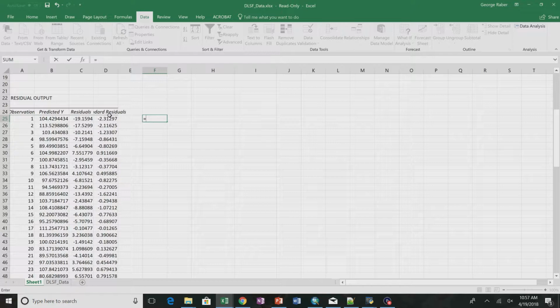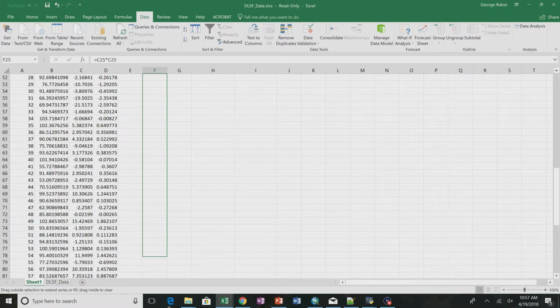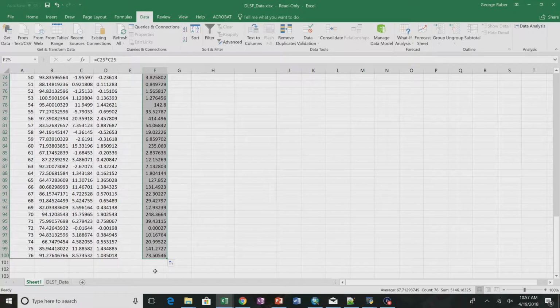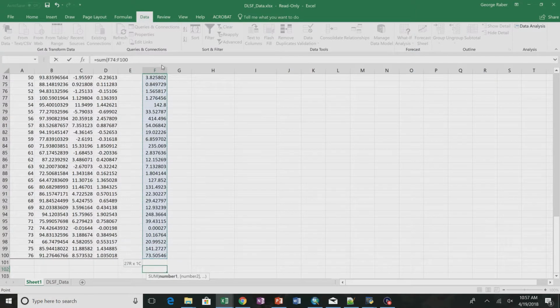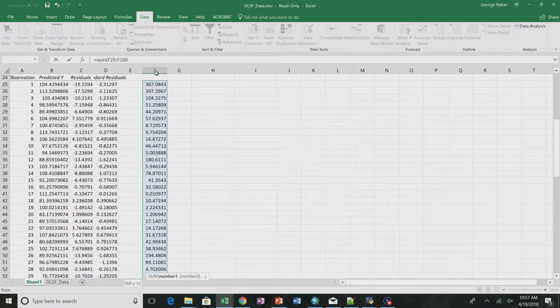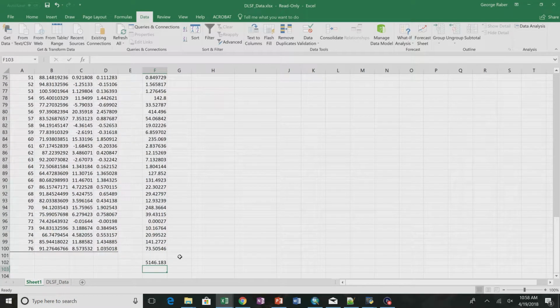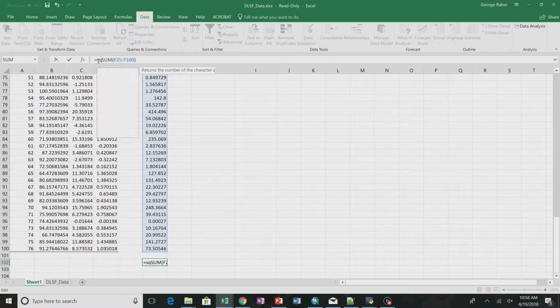So here's the residual squared, equals this times this. Those are all the residual values squared. And then this was going to equal the sum of all those values, and you actually want the square root of the sum. So we'll go SQRT, divided by n minus 2, which is 76, 74, I think, n minus 74.